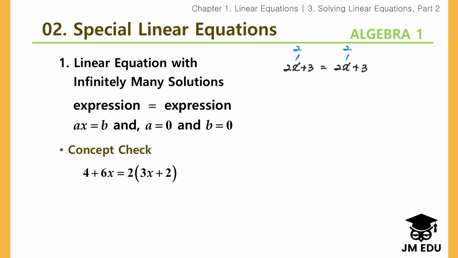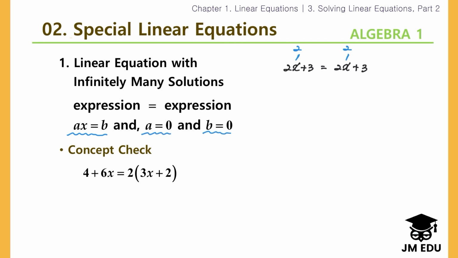Okay, when we look at this equation, we must have same x terms on the left-hand side and right-hand side and same constant. Then this equation has infinitely many solutions. If we simplify this equation, we will have ax is equal to b form with a is equal to 0 and b is equal to 0.